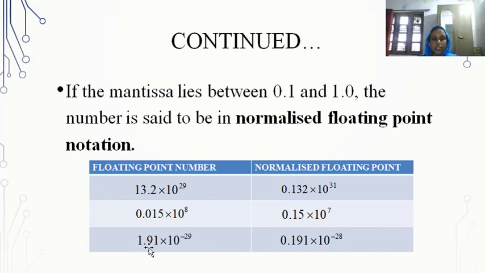Okay. Here there is 1.91 into 10 raised to minus 29. This is also not in the normalized form because here it is 1.91. Okay. So we have to write this as 0.191 into 10 raised to minus 28. This is called normalized floating point representation.